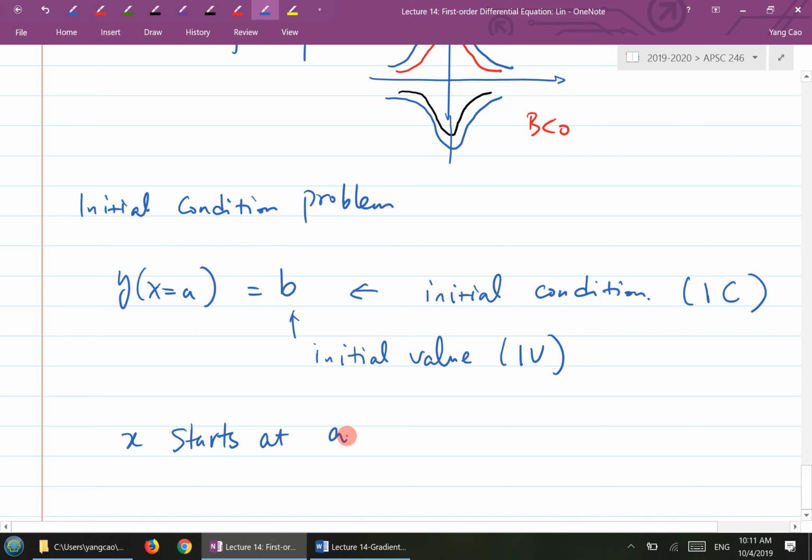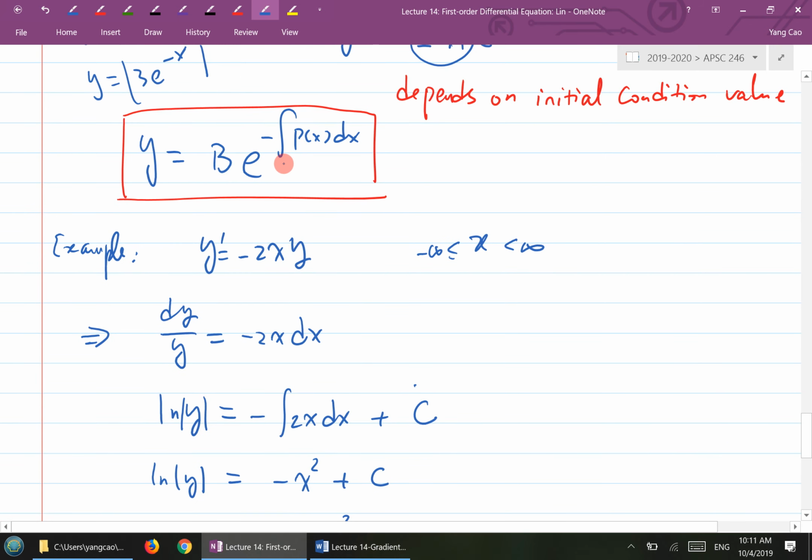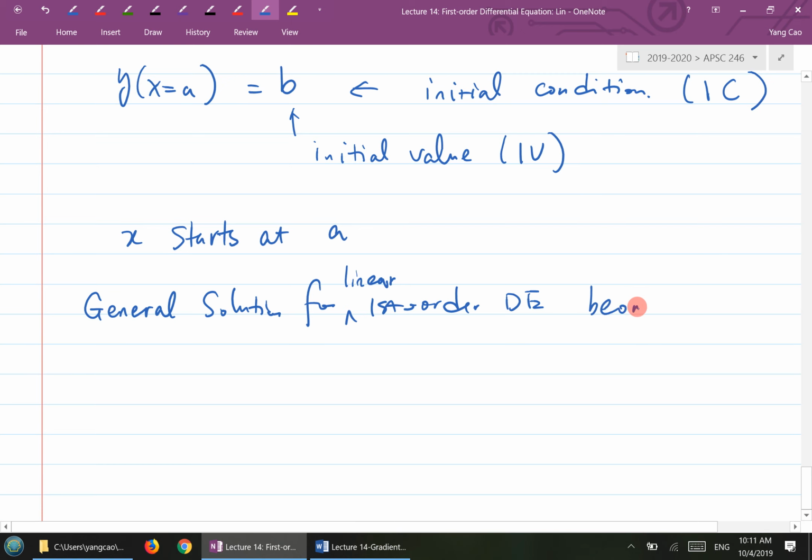Now, when we deal with this initial value problem or initial condition problem, the general solution should be modified slightly to cover the situation that we just talked about. The general solution for a linear first order DE becomes this expression. So y equal to b and then e to the power of negative the integral of p of x dx. Instead of an indefinite integral sign here, this is going to be x starting from a, ending up with x.